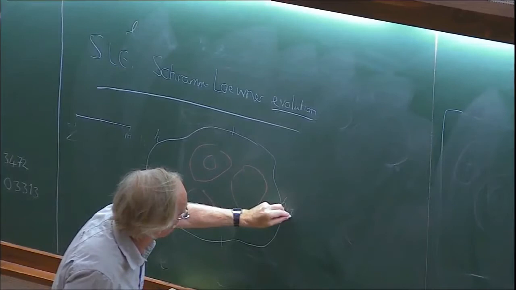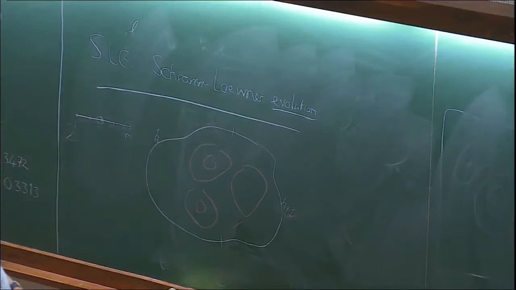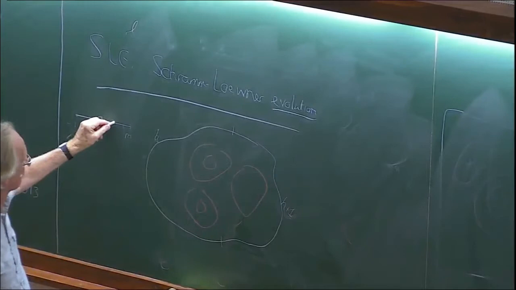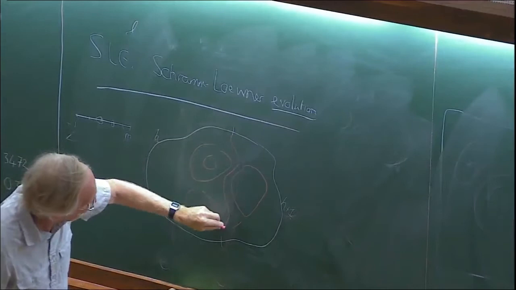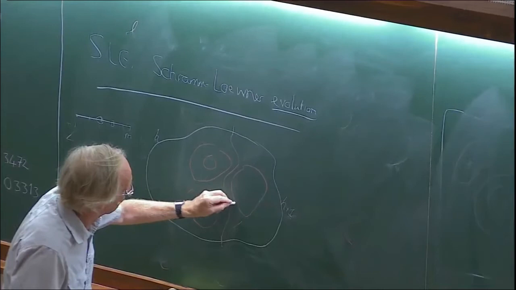So all the heights on this part of the boundary are fixed to a particular value h here. All the ones on this part of the boundary are fixed to a particular one, h plus 1. Then we know that there has to be a domain wall between these two points here, such that just to the left of here, the heights are h, and just to the right, they're h plus 1.